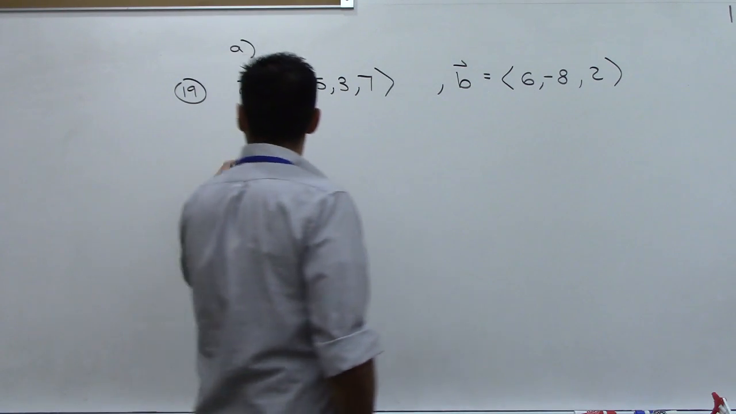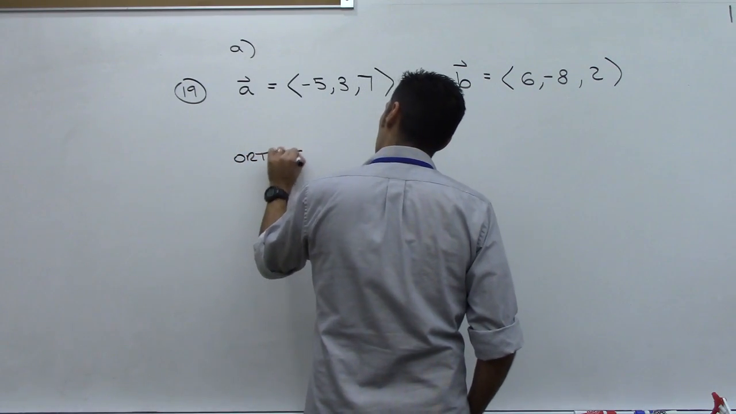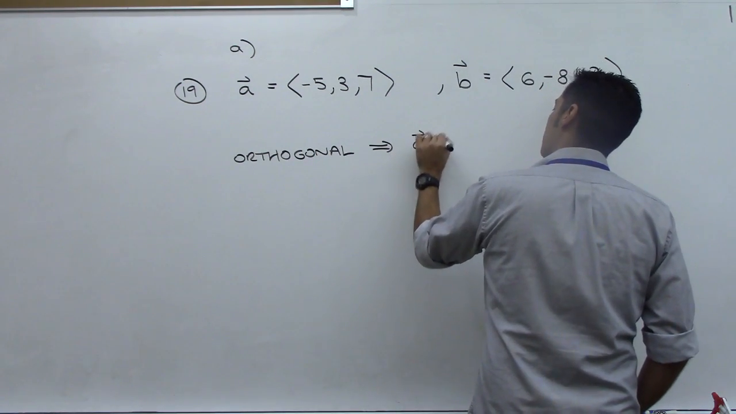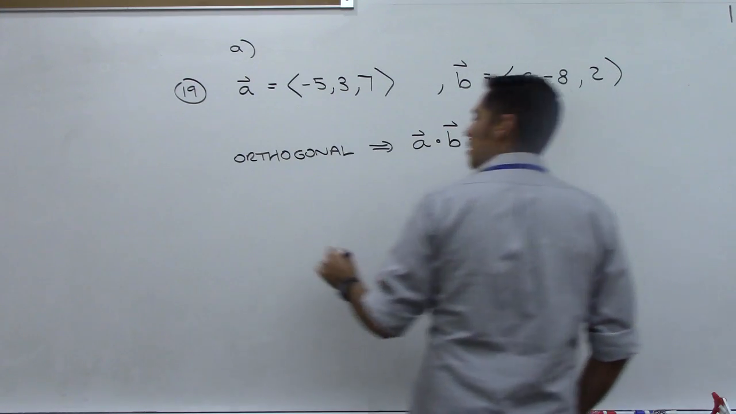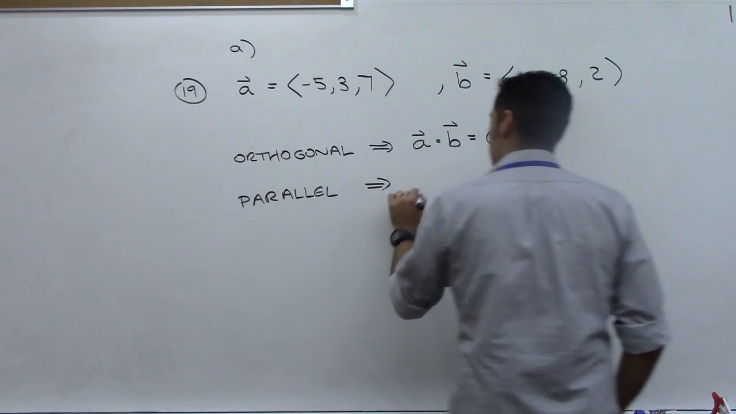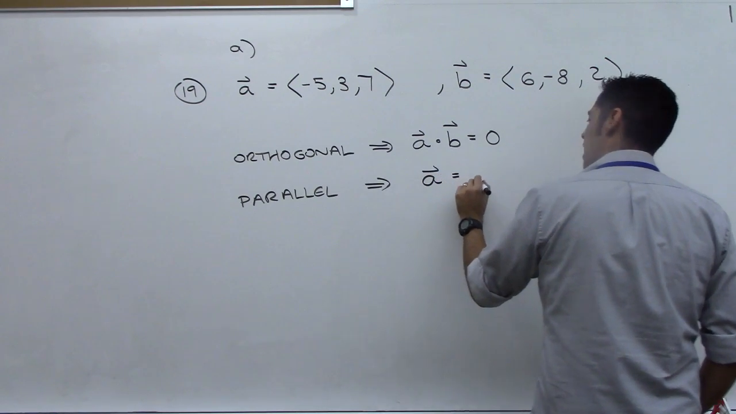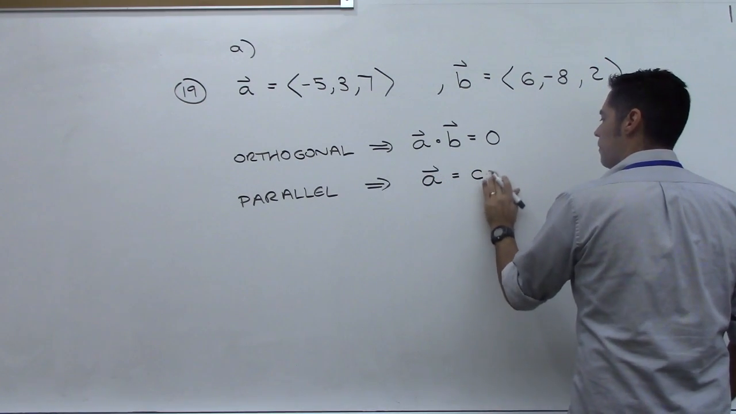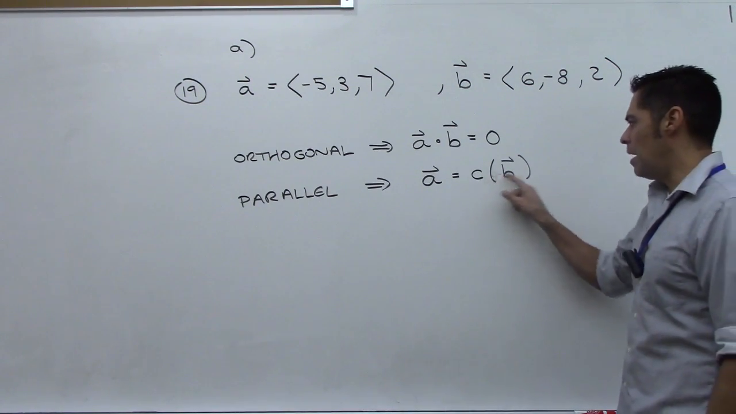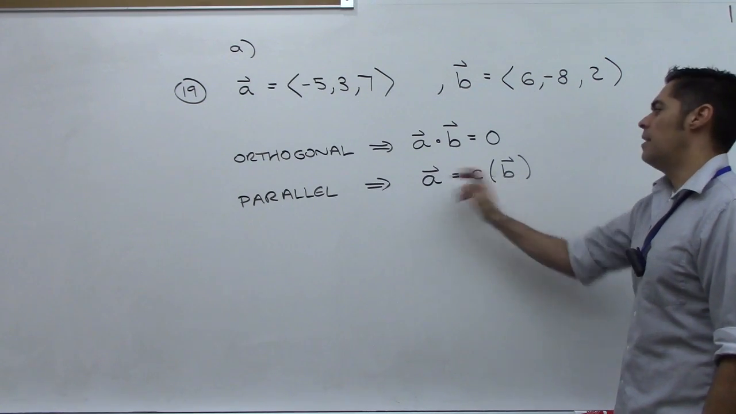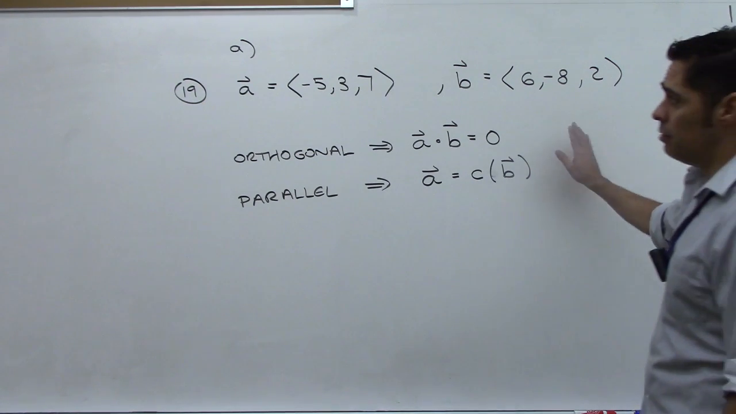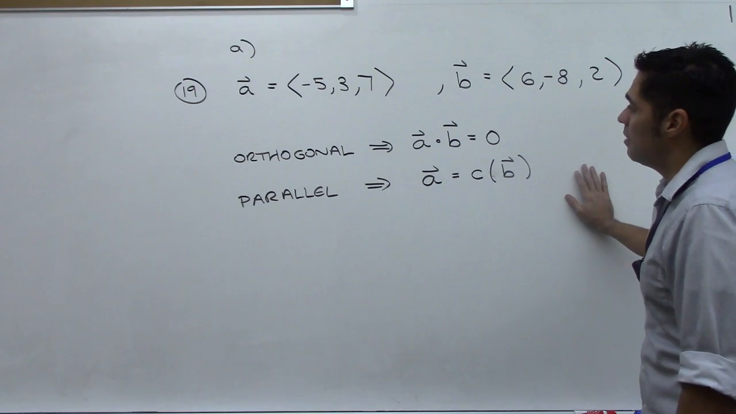So what does it mean to be orthogonal? Orthogonal means that A dot B would have to be 0. Parallel would mean that A must be some scalar multiple, C, times the vector B. So there has to be a way to just multiply the vector B by a number, scale it, and get A. And then neither would be if those two things are not true. So let's look at the orthogonal first.